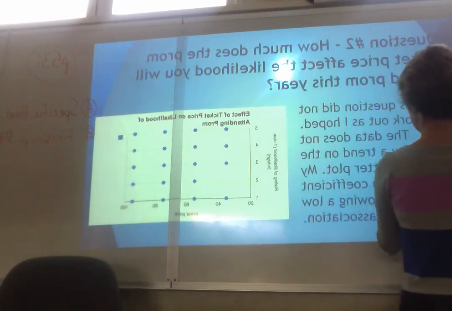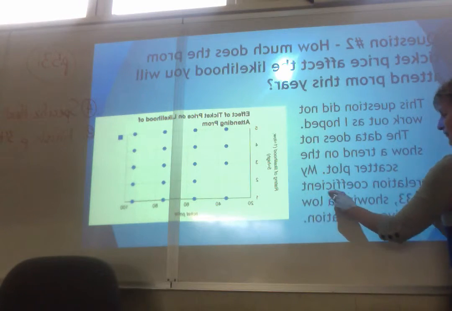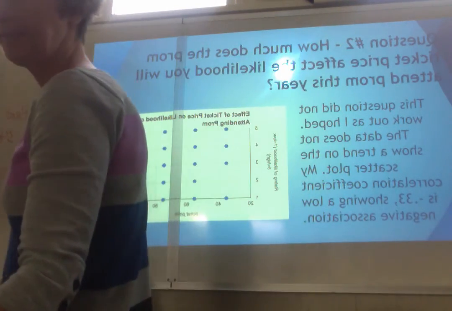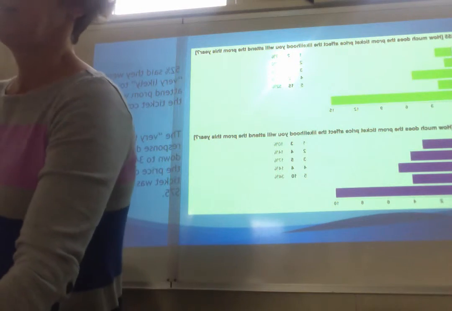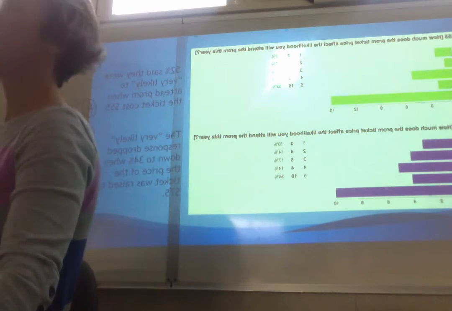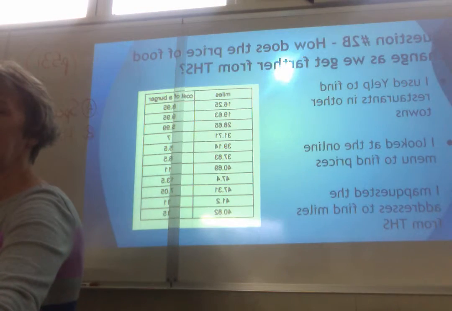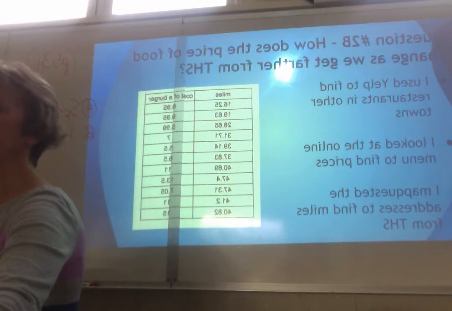We're going to learn about the correlation coefficient. That's that R value we've been talking about, and it tells you association. Okay? We looked at this also in bar graph form. And then question 2b, how does the price of food change as we get farther from THS?